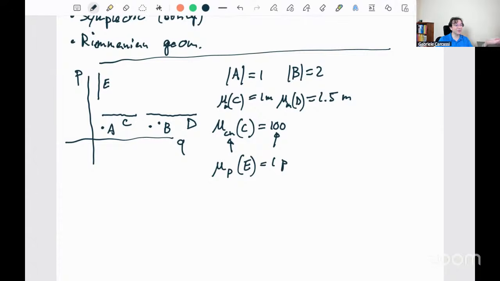Good. Now you see that there is a problem, because if I want to say, okay, well, C is a set and E is a set, and so I want to ask what is the size of C in units of momentum, this is not defined. Okay? The same thing if I want to say what is the size in meters of E. Well, this is not defined. This is just nonsense.